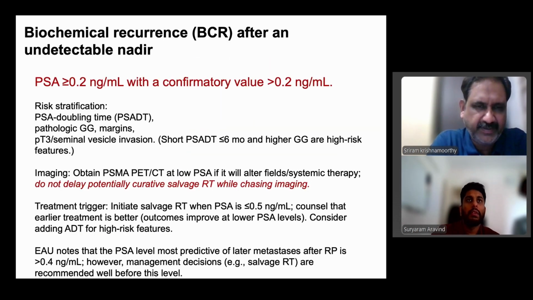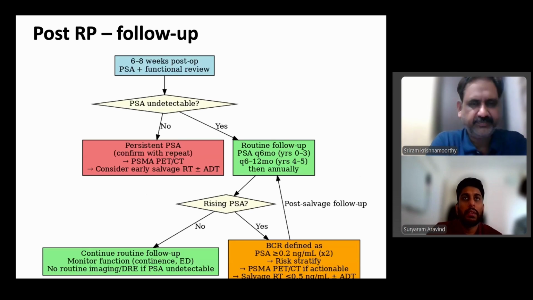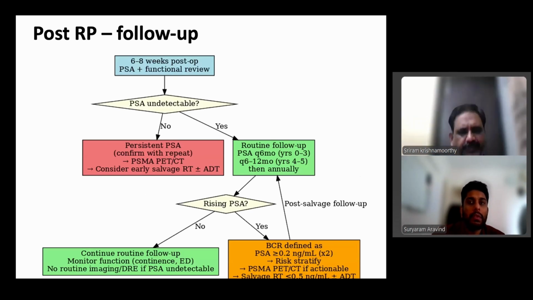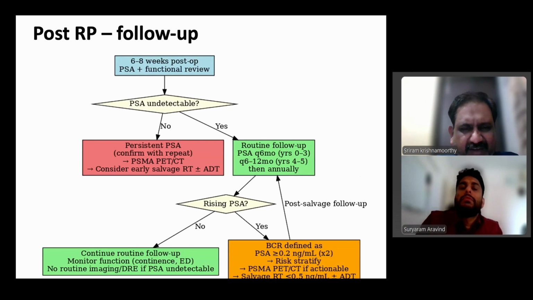Post RP. Yes, sir. This will be a summary of... Okay. Somebody was asking, how do you follow them up? So you have done a radical prostatectomy today for a locally organ confined prostate gland. Done such a beautiful surgery, and you are following up at 6 to 8 weeks. So after 3 months, you can give.